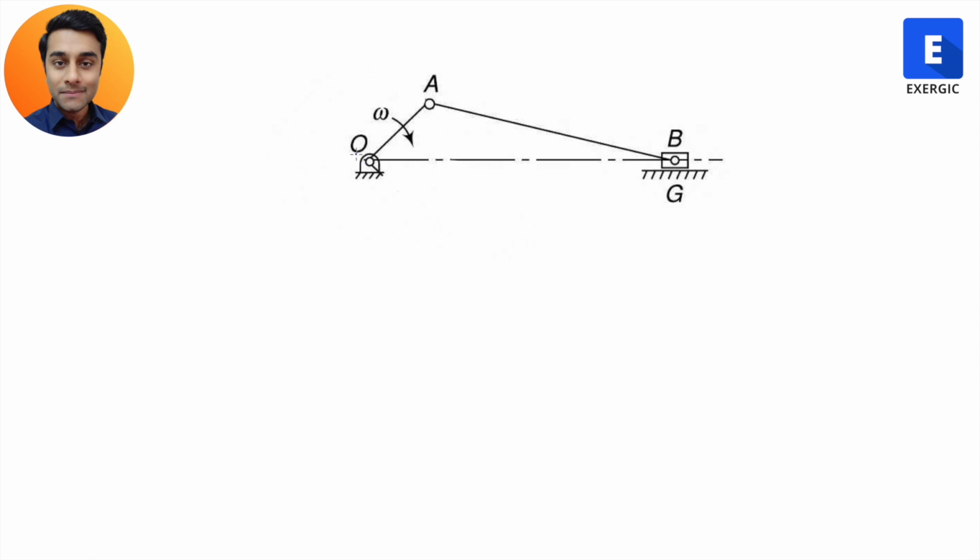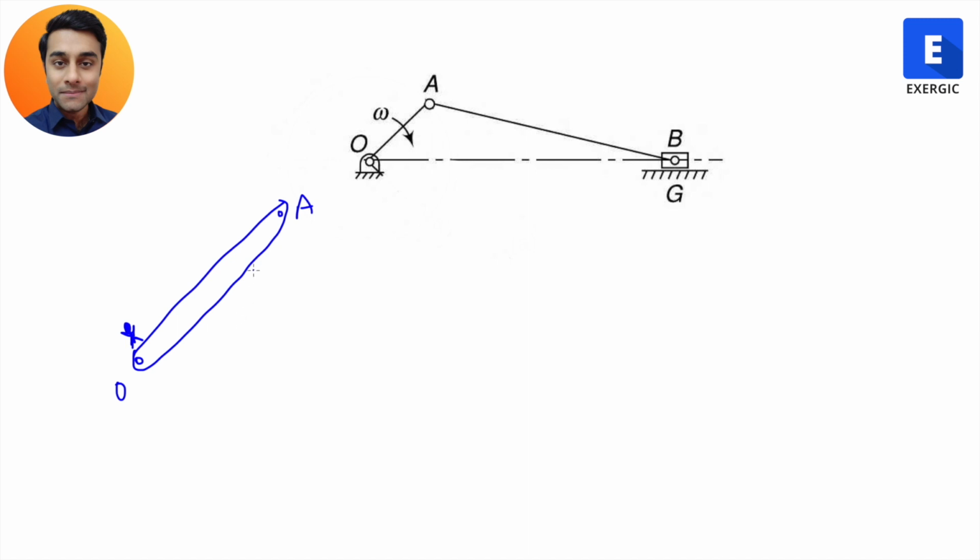Now, how we are going to do that? Let me show that to you very systematically. Let's talk only about OA right now. Forget all other members of this mechanism. Just think about OA. If you have a rigid link OA, and you are sitting on point O, this is where you are sitting, and you look at point A. You are looking here at point A.